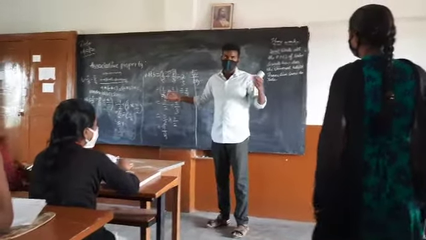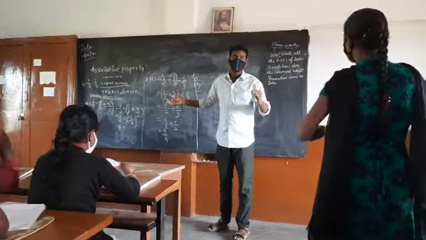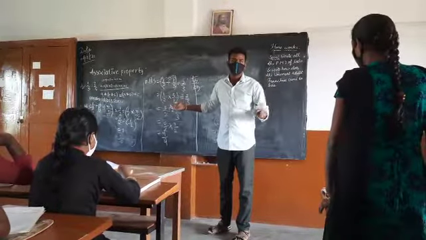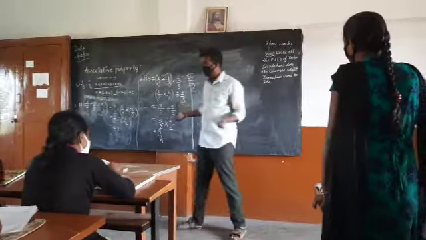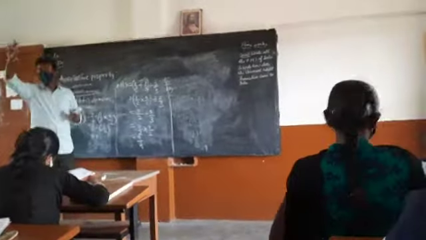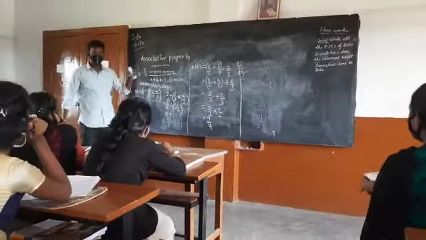Very good. That is what? Associative property. Rational numbers do not satisfy associative property under division. Very good. Sit down. So, rational numbers do not satisfy associative property under division.